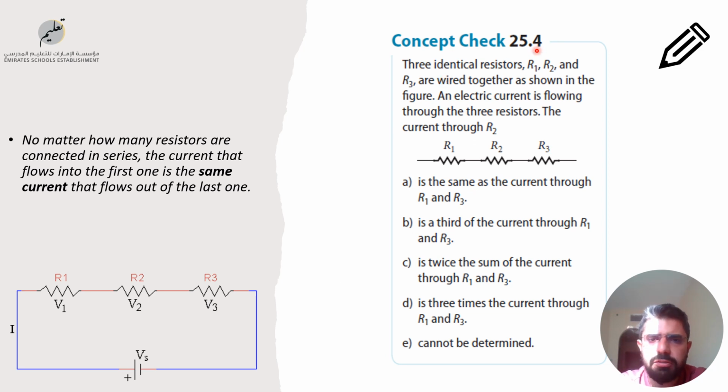Let's go to question 5.4, concept check. Three identical resistors R1, R2, and R3 are wired together. An electric current is flowing through the three resistors. The current going through R2 is the same, of course, as the current going through R1 and R3, because there is no other way. Okay, it's a series circuit. The same current will pass through all of these devices.